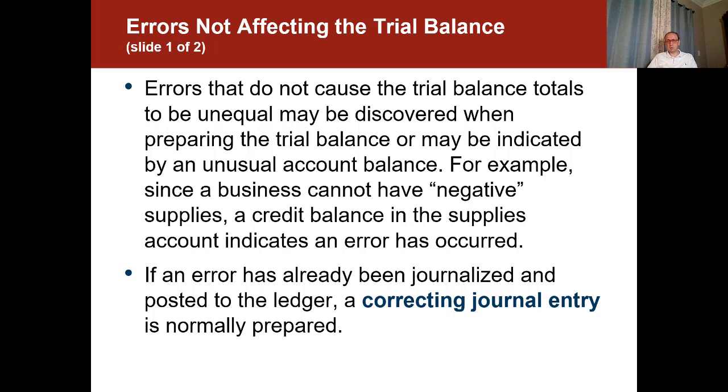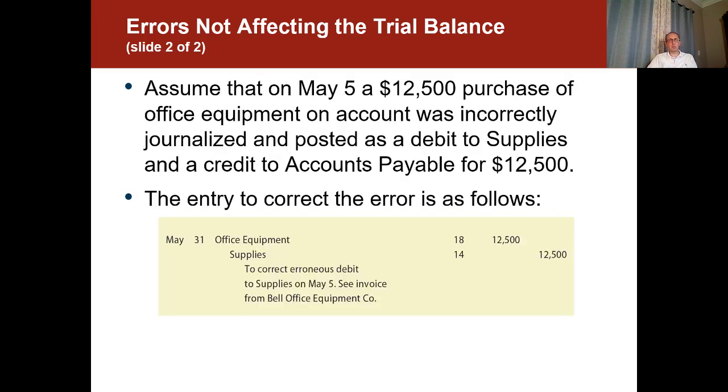If an error has already been journalized and posted to the ledger, a correcting journal entry is normally prepared. So let's see how we correct an error. Assume that on May 5th, a $12,500 purchase of office equipment on account was incorrectly journalized and posted as a debit to supplies and a credit to accounts payable. Keep in mind, when we buy office equipment, that's a different account than supplies. So as a mistake, we recorded the supplies account instead of the correct account, which should have been office equipment.